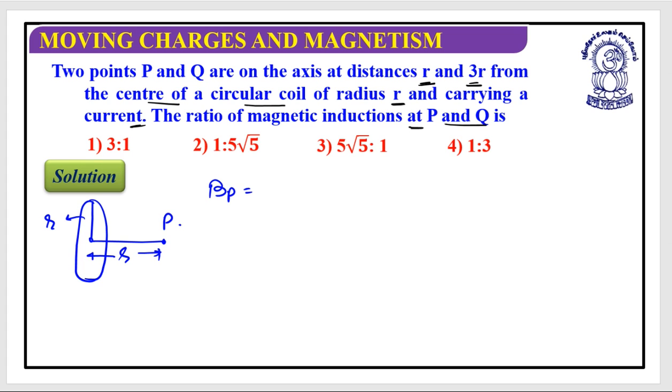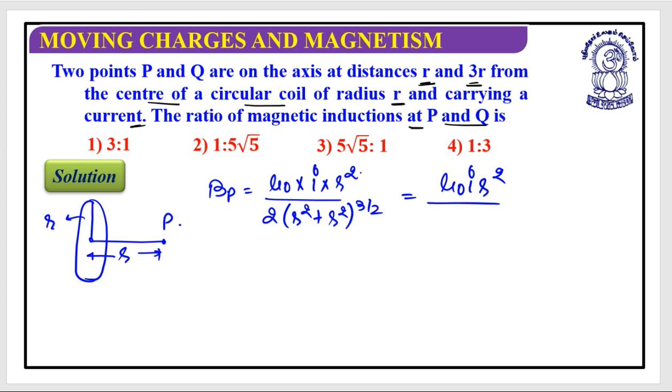B_P is equal to mu naught I r square divided by 2 into bracket r square plus x square to the power 3 by 2. Here x is equal to r. That is mu naught I r square divided by 2 into r square plus r square, that is 2r square, to the power 3 by 2, which is 2 to the power 3 by 2 multiplied by r cube. So this is equal to mu naught I divided by 2 into 2 to the power 3 by 2 into r, because this is r square and this is r cube.